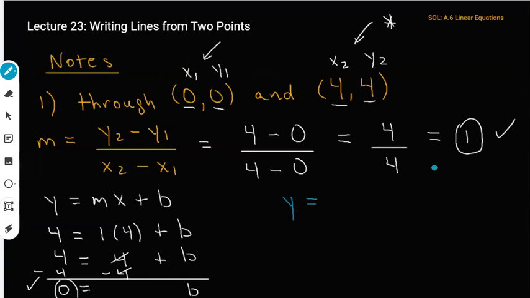So my slope is going to be 1, so I'm going to get 1x. My b value is going to be 0, so I'm going to have plus 0. And if I'm adding 0, I don't really need that. I just need this term right here, y equals x. That's going to be my answer.